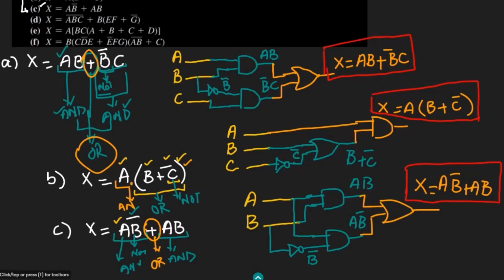So that's it for today, in which we have seen three parts: part A, part B and part C, and we have seen the combinational logic circuits for them. I hope you have understood all the steps which have been carried out here.